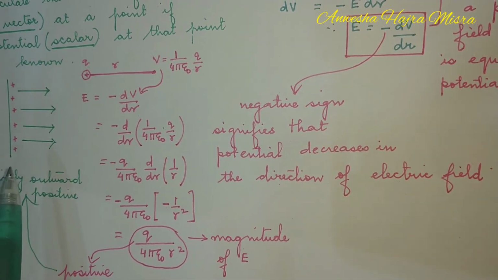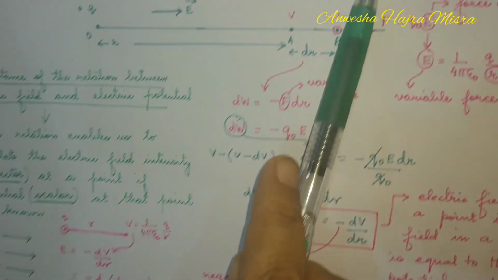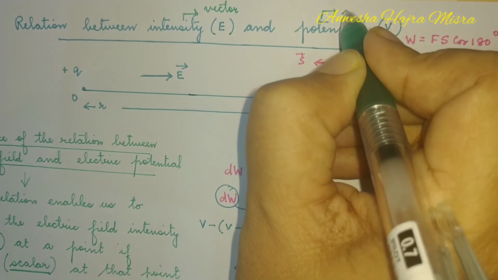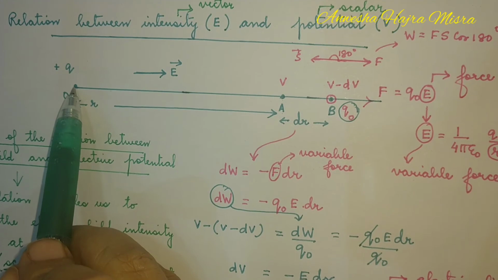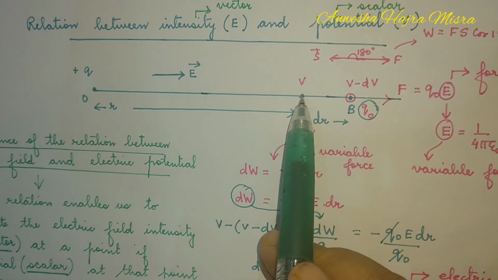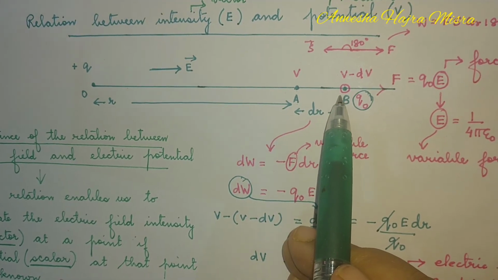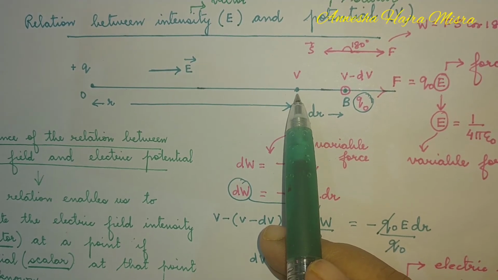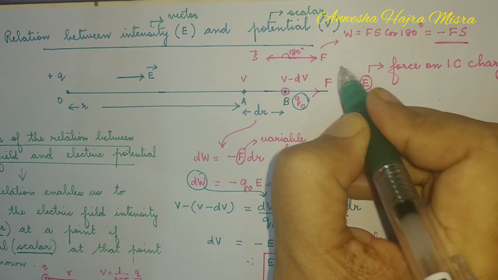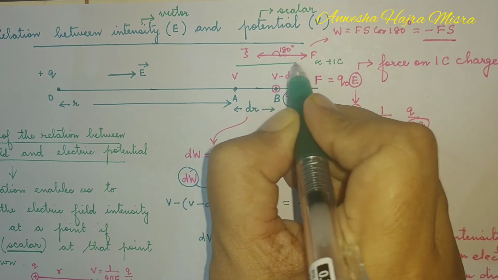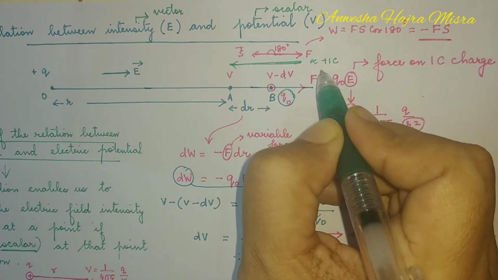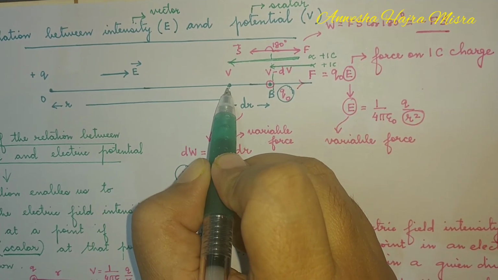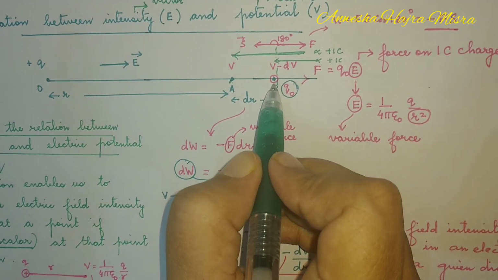So once again, let us recap the relation between intensity and potential. Intensity is a vector quantity. Potential is a scalar quantity. Now here we have a point charge Q. At a distance R, there is a point A, and at a very small distance dr, I have another point B. A is at a greater potential because potential is the work done in bringing plus 1 coulomb charge from infinity to this point. When you bring a plus 1 coulomb charge from infinity to A, you have to bring it from a greater distance. And when you bring it from infinity to B, the distance is less. So greater work has to be done over here. So A is at a higher potential, B is at a lower potential.